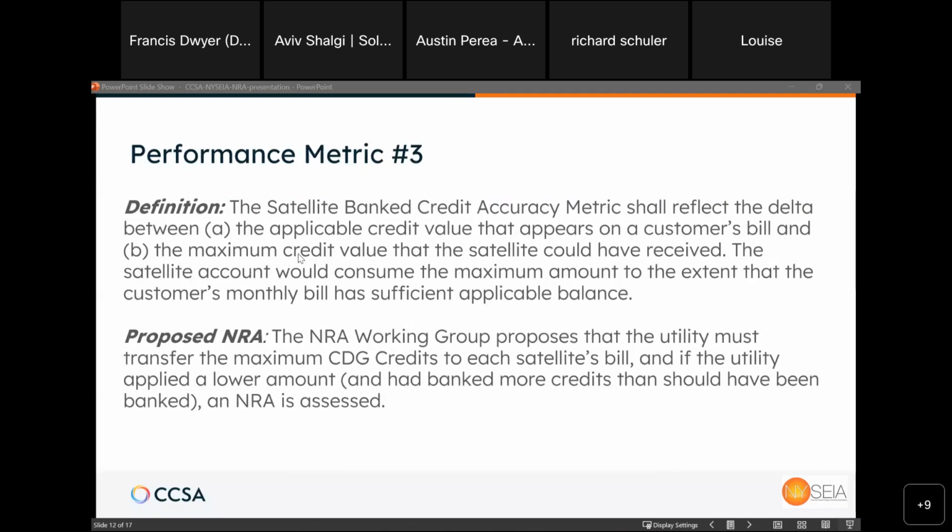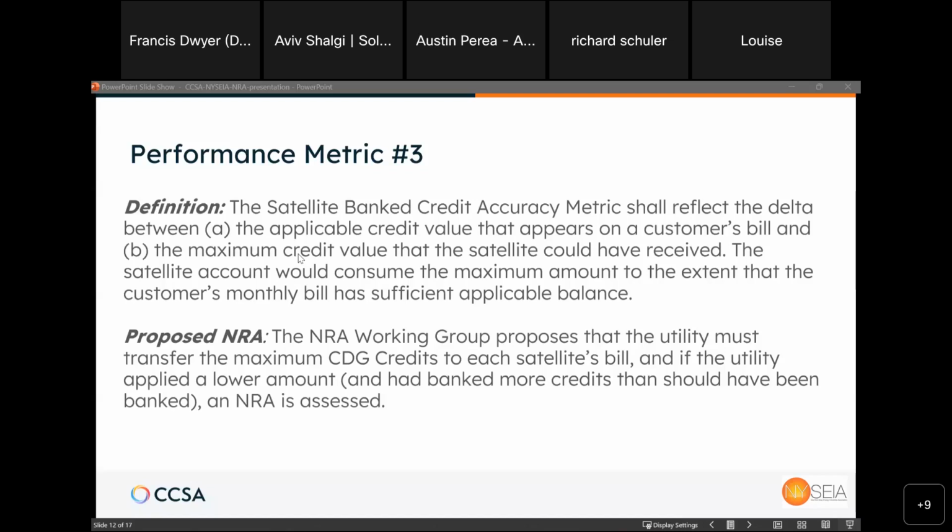And maybe, like Austin mentioned earlier, there are some exclusions, for cases where there's no estimation and no accurate meter reading during that billing cycle. Obviously, if you don't have the information, we don't expect that performance metric to be triggered, or that NRA to be triggered, because you couldn't have known.